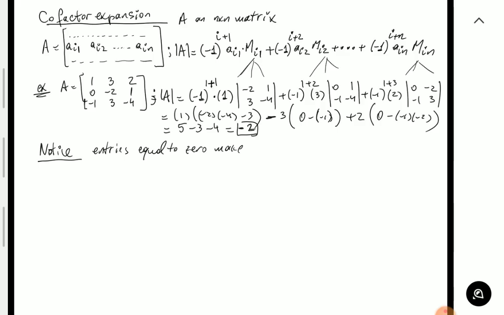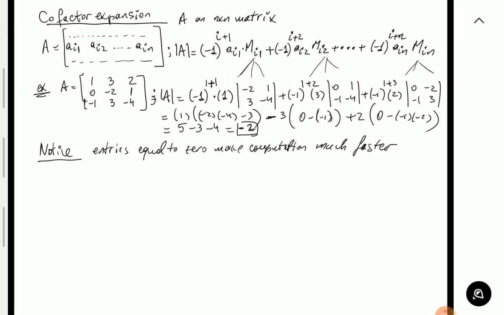Make computation much faster. I hope some people already noticed that I could have chosen a better row, right? I purposely chose the first row so you can see how the cofactor expansion works in general, but obviously if I were to choose one of these rows, the second row would have been better. Why? Because that saves me from computing one of these minors.